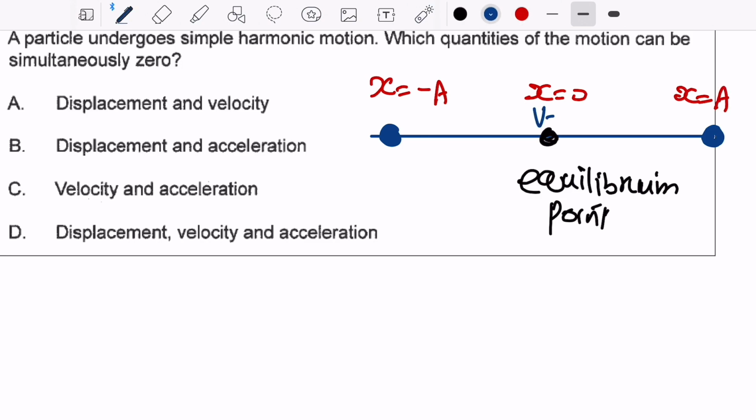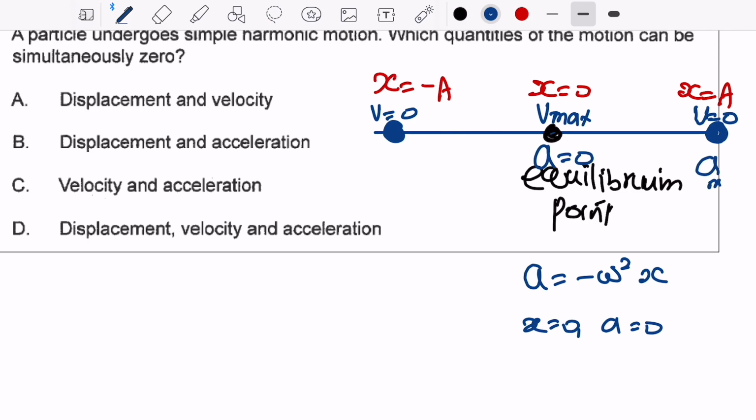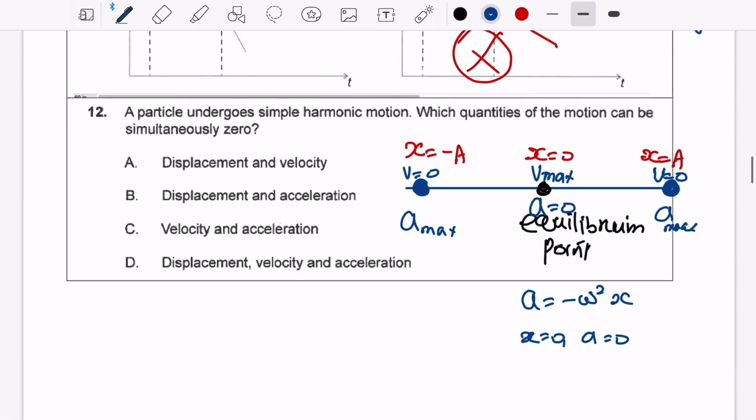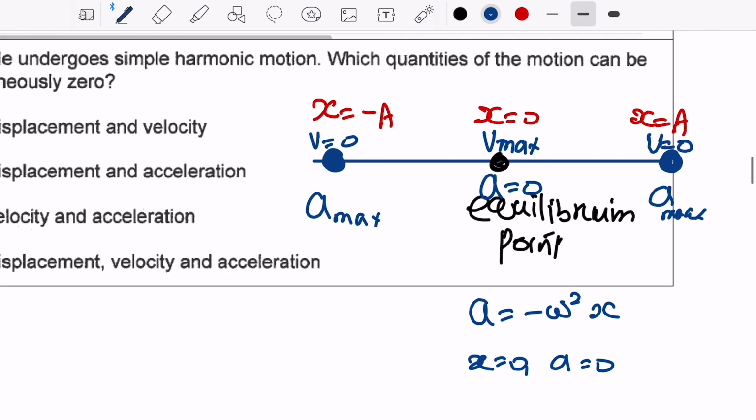Velocity is maximum at the middle. Velocity is 0 at the ends because it is turning back. Let's think about acceleration. Do you know any equation? Minus omega squared x, right? So x equals 0, acceleration is 0, right? So acceleration here is 0. At the ends acceleration is maximum. You can say acceleration is in a different direction, but no, we are just thinking about the number.